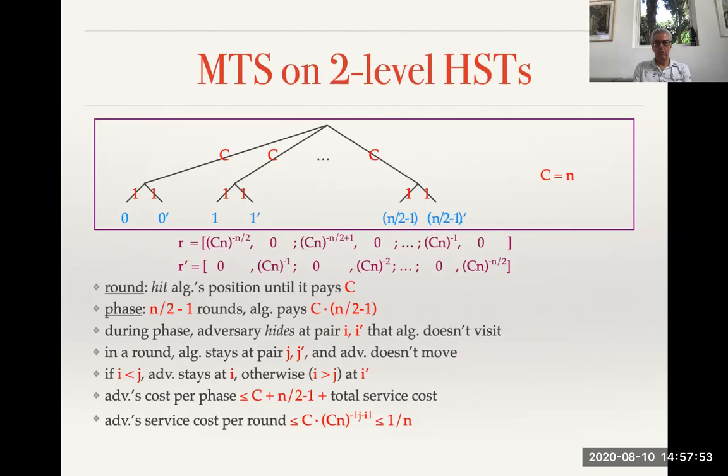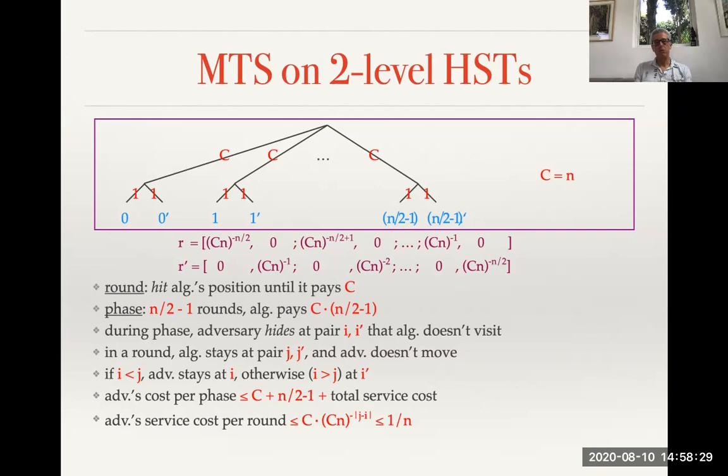Now we will generate the adversarial request sequence. This request sequence is partitioned into phases, and each phase is partitioned into rounds. Now, in a round, we simply hit the algorithm's position. And by that, I mean we choose the request that has positive pay in the position that the algorithm is currently occupying until the algorithm pays a cost of at least c.